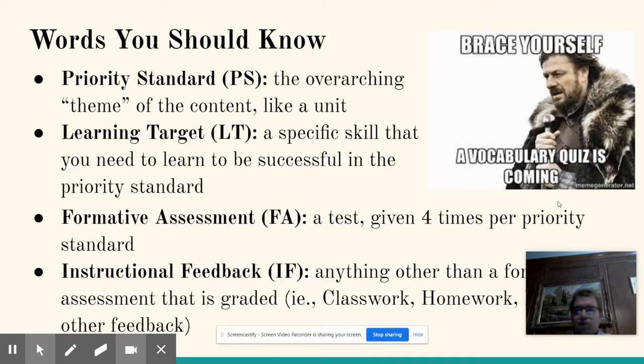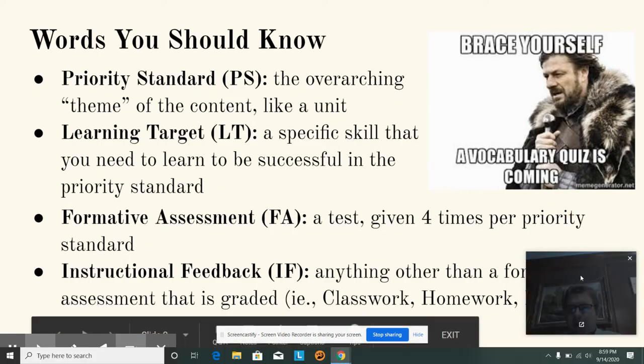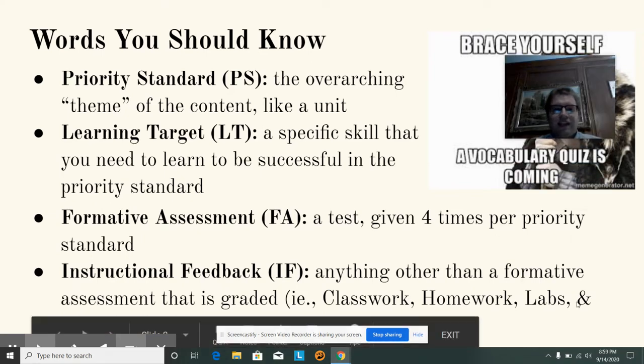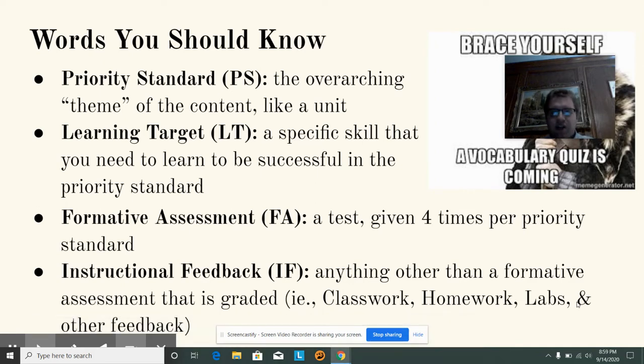So these are just a few words that you should know that will probably come in handy if you ever do standards-based grading. First off, think about priority standards. This is the overarching theme of the content, similar to a unit. Underneath the priority standards are the learning targets, which are specific skills that you need to learn to be successful in the priority standard. These are sort of the beams that hold up the roof that is the priority standard, right?